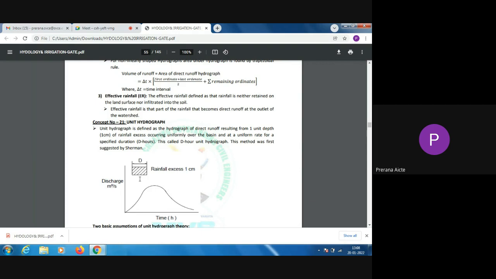Then coming to the unit hydrograph. A unit hydrograph is the direct runoff hydrograph resulting from one unit depth of rainfall excess occurring uniformly over the basin and at a uniform rate for a specified duration. So this is called a D-hour unit hydrograph. This is called a unit hydrograph.